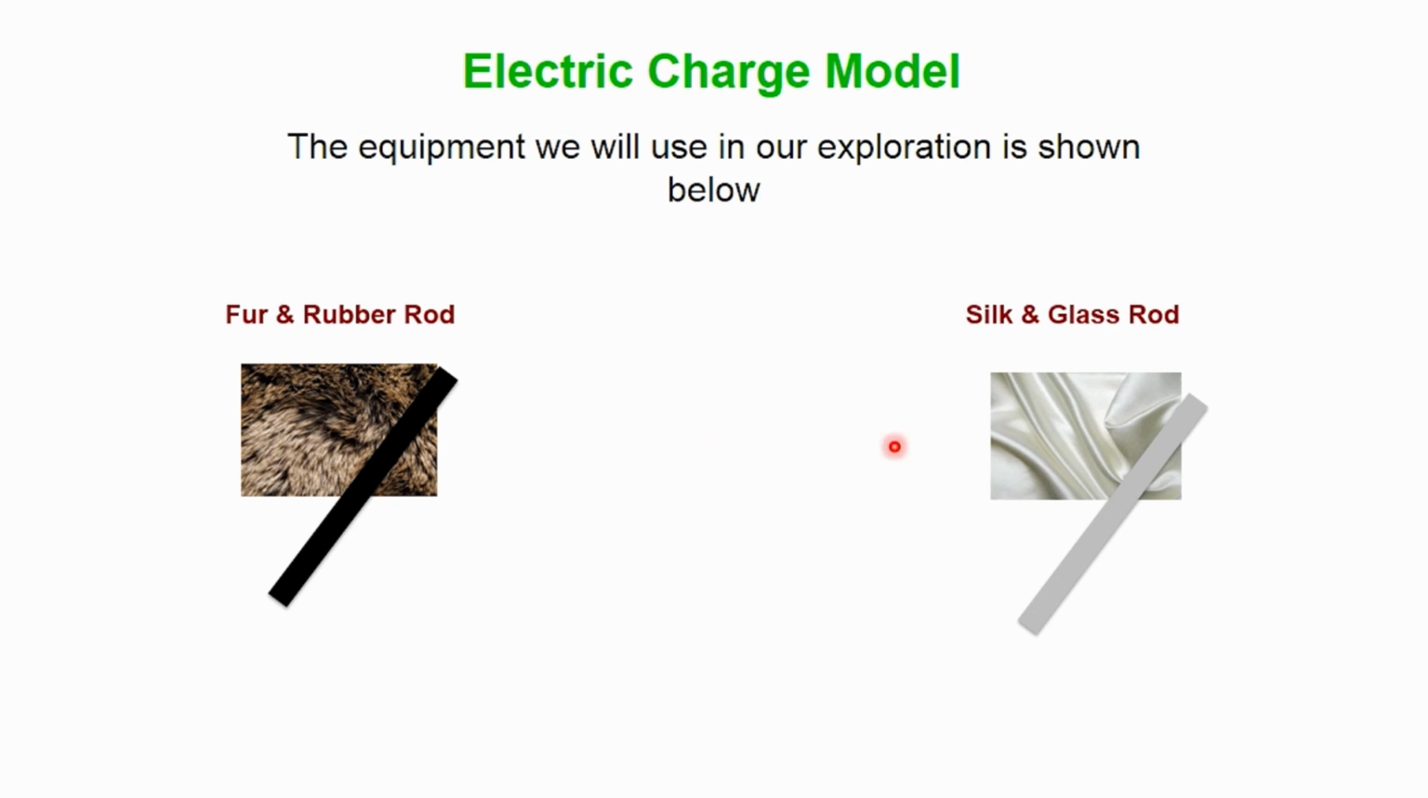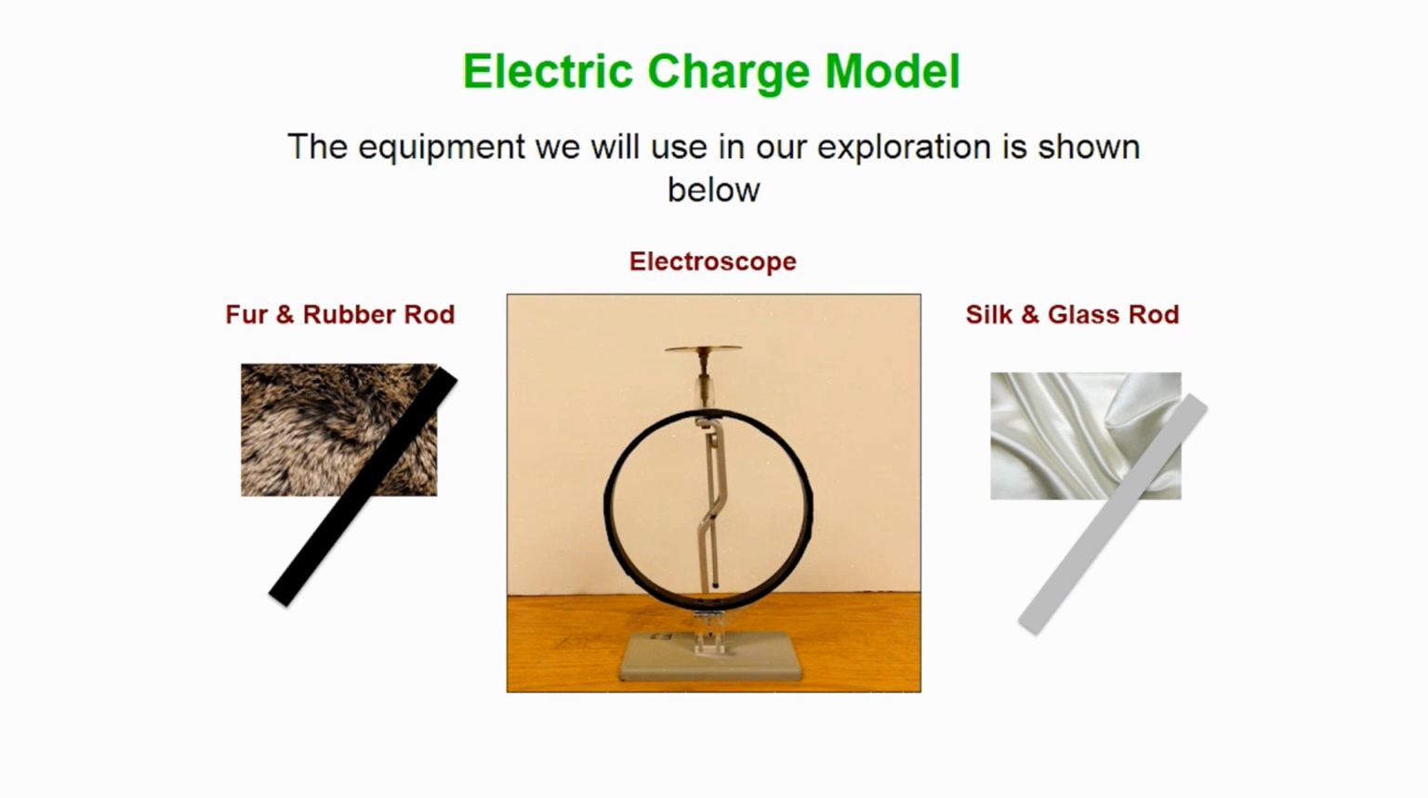We will also be using silk and glass rods, and the glass rod rubbed with silk is our standard. The glass rod acquires a positive charge, and actually what's happening is it's losing its negative charges to the silk. Again, remember, positive charges do not move in our model, only negatives are transferred between materials. The final device, which is new, you haven't seen before, is an electroscope. And I want to talk a little bit about that electroscope now and what it's made of.